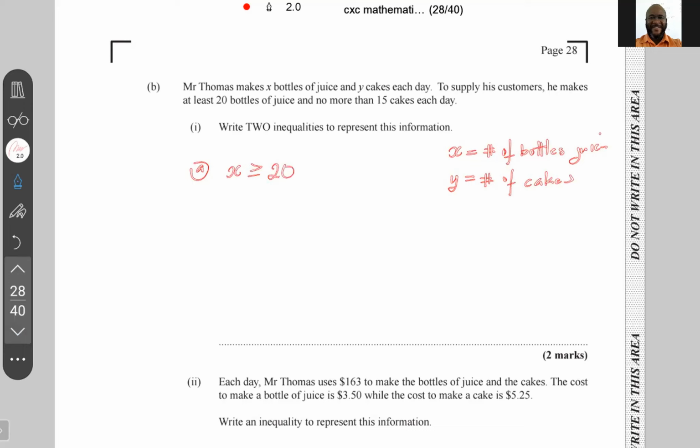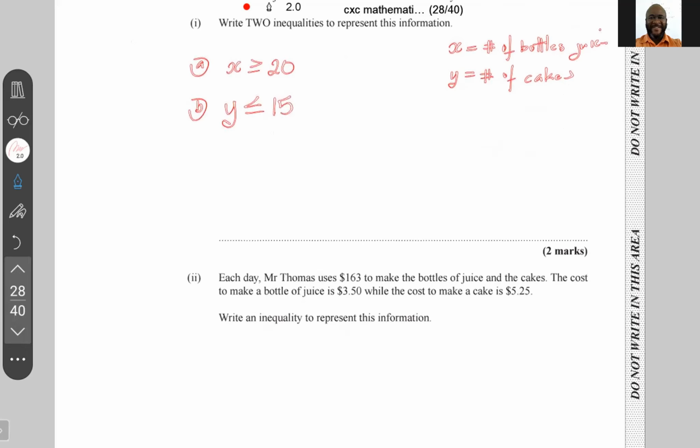Guys, at least is an inequality term, which means greater than or equal to. Next, we are told he makes no more than 15 cakes each day. No more than is also an inequality term. It means less than or equal to. So B, the number of cakes, y, must be less than or equal to 15. Those are the two inequalities.